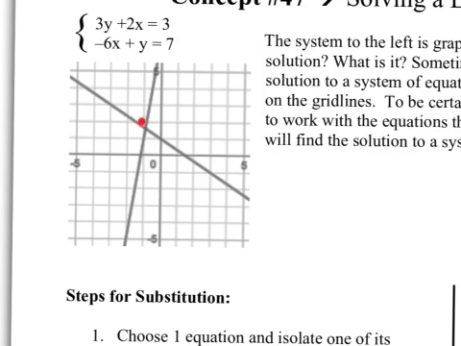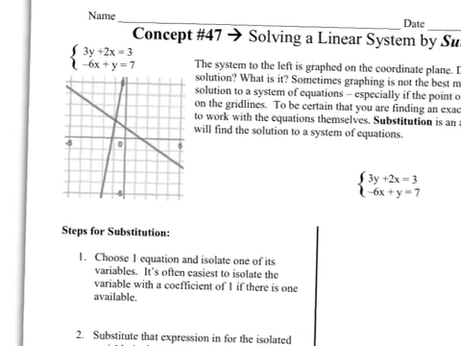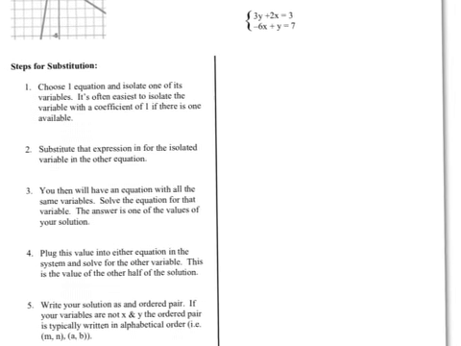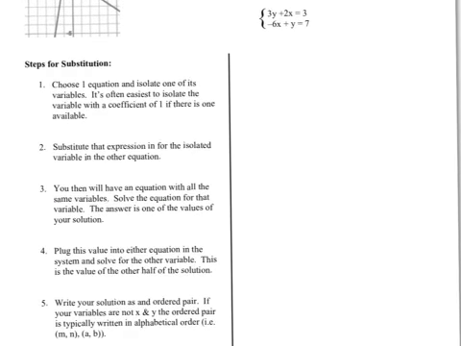Unfortunately, that point doesn't actually hit an actual grid line, so I'm going to have a really hard time coming up with the solution. So I'm going to show you how to do it using substitution. So the very first step is that you are going to choose one of these equations up here, and you need to get one of the variables alone. It doesn't matter if it's x or y, doesn't matter at all, but we want to choose the one.